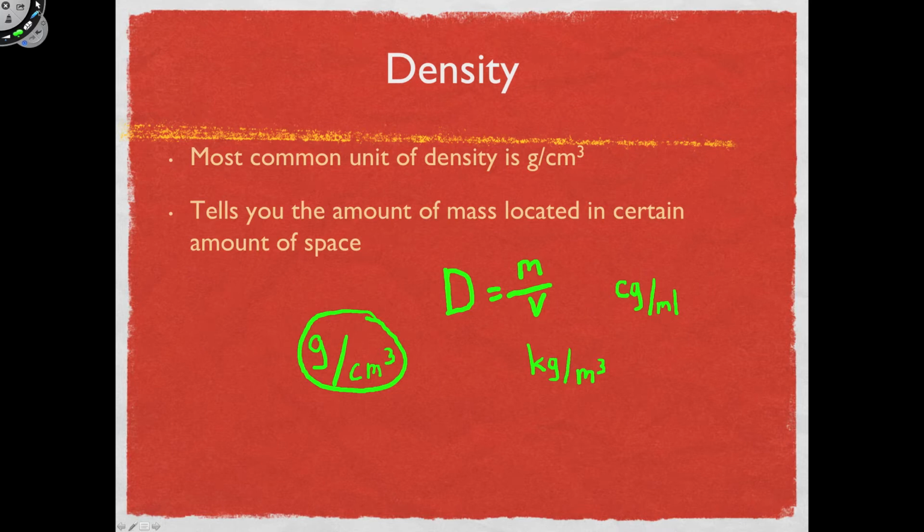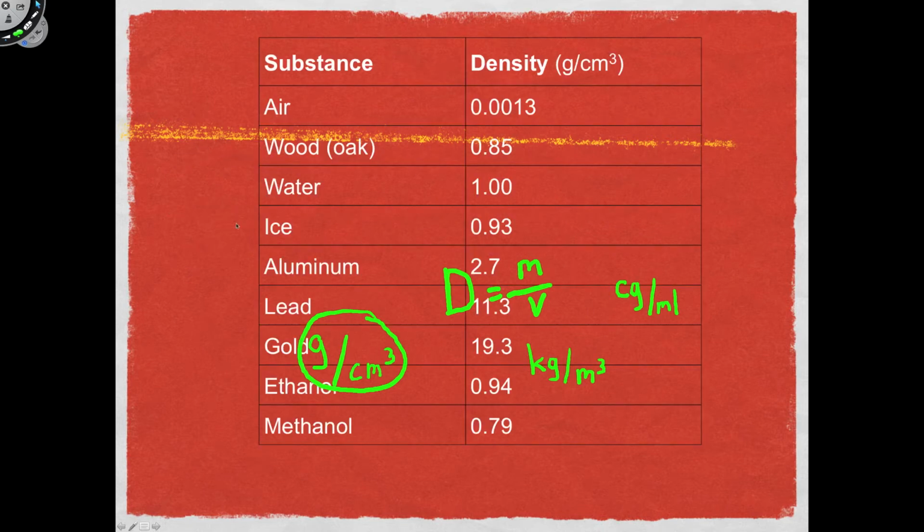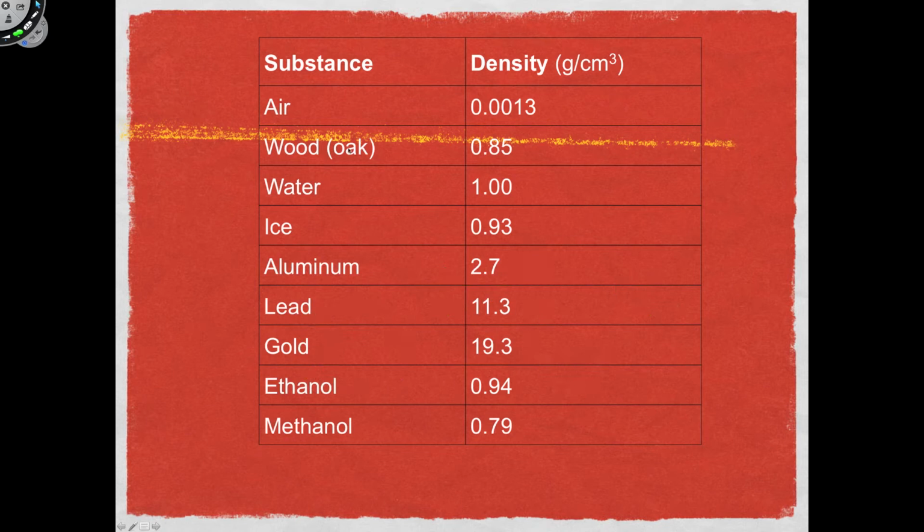So what about some common densities? Let's take a look. We have a variety of densities up here. Let's point out a few things. Water, of course. Standard density for water is 1.0 grams per centimeter cubed. And a good rule of thumb that you probably have heard is anything with a density greater than 1 is typically going to sink in water, and anything with a density less than 1 is typically going to float.